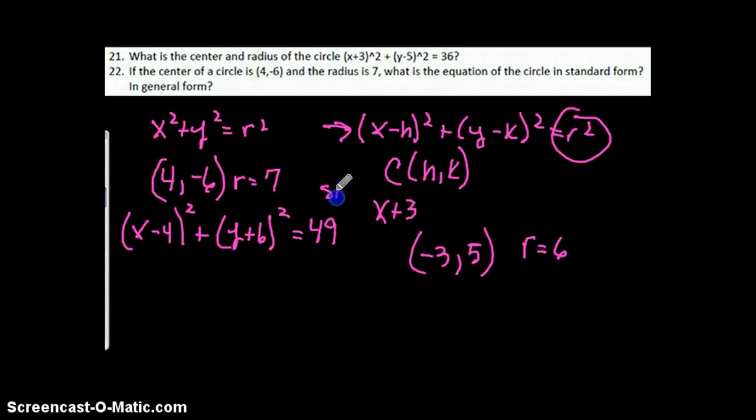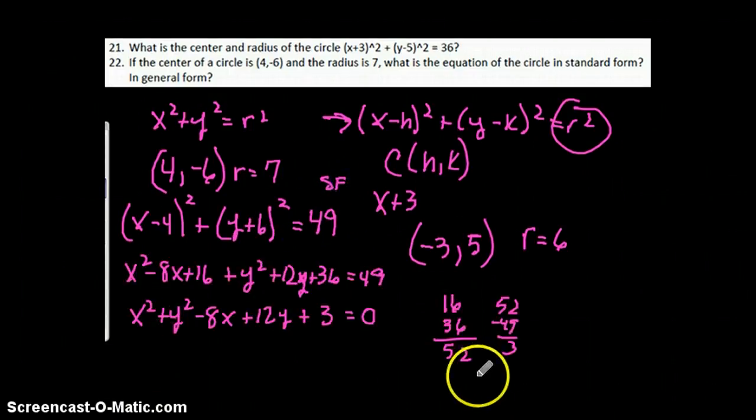So that's called standard form. So the question said, could you write that equation in standard form and general form? For general form, I just multiplied it all out, and I put the x squared and y squared terms together, then the x term, then the y term, then a constant equals 0. So there you go. That's how you do those questions up to 22.